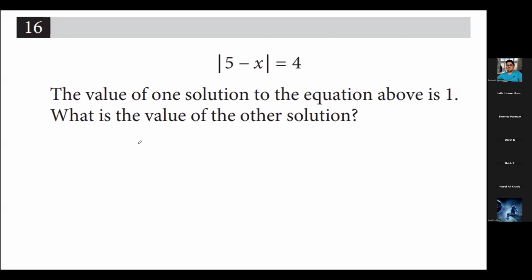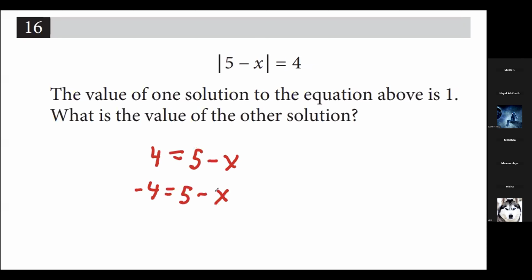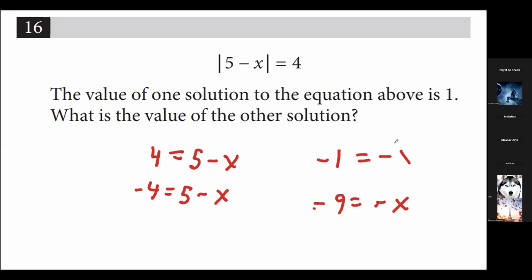So for question 16, we have the absolute value of 5 minus x equals 4. And so the two solutions for this would just be 4 equals 5 minus x and negative 4 equals 5 minus x, which, subtracting 5 from both sides, you get negative 9 equals negative x, and negative 1 equals negative x. That means x is equal to positive 1 or positive 9.